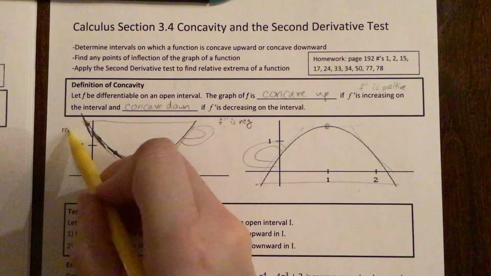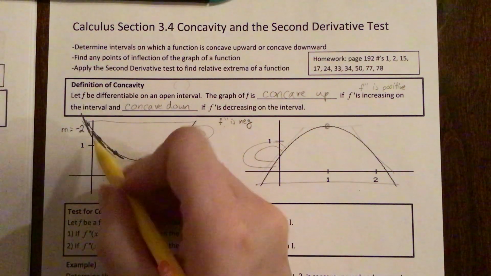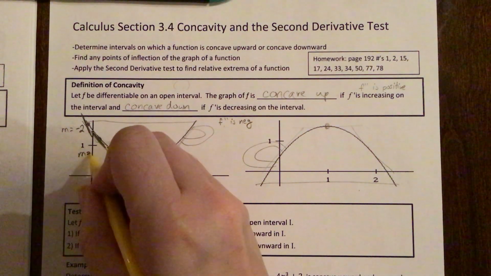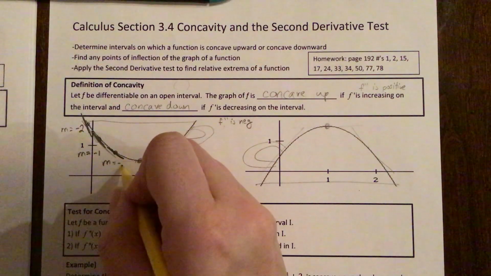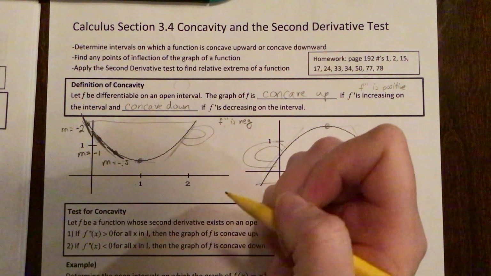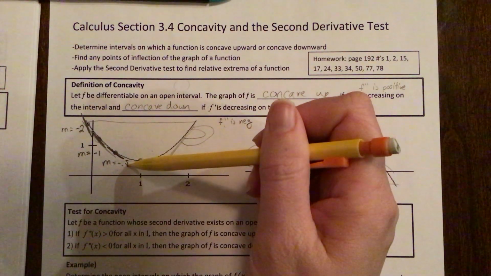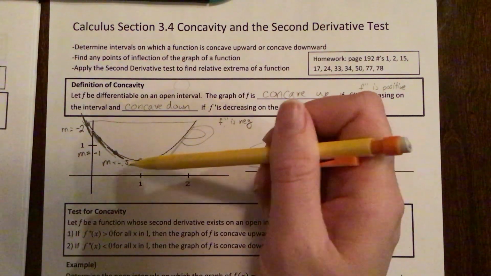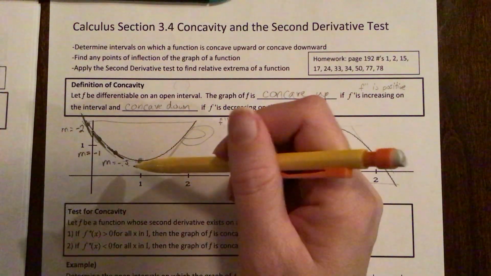So this would be like m equals, I don't know, like -2. And then here, m would be like -1. And then here, m would be like -0.5. Okay. Are these numbers technically getting bigger or smaller? These numbers are getting bigger. Not like an absolute value kind of bigger.